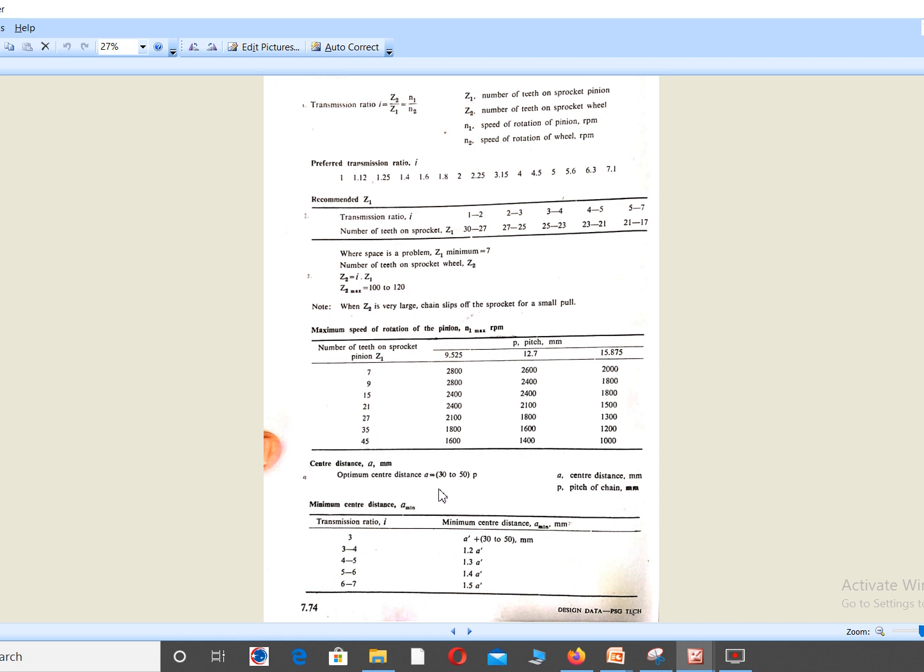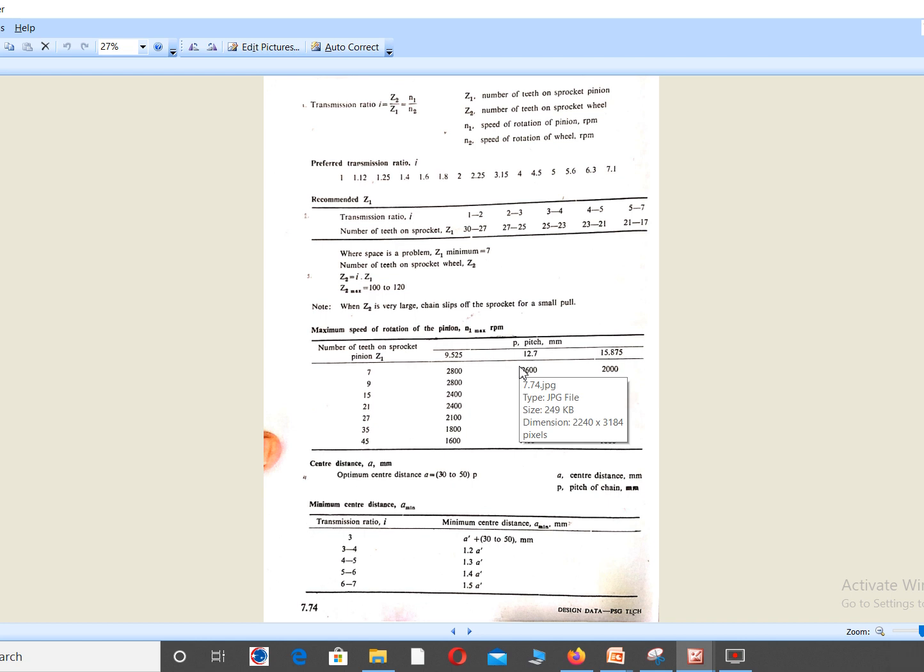Once you find the pitch, actually these three are the standard pitch values. That is 9.525, 12.7 and 15.875 are the standard values. Now in this question we have already got the range as in between 10 to 16, right? 10 to 16 is actually the range. So you need to neglect this value. 9.525 cannot be taken. So you can take any standard value between 12.7 and 15.875.